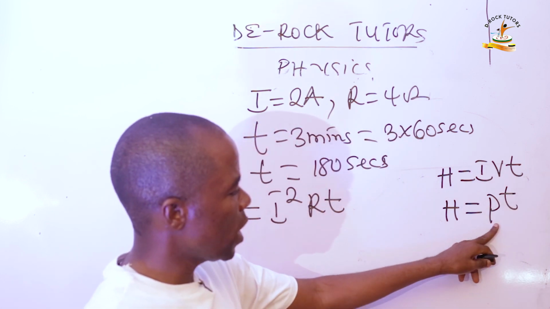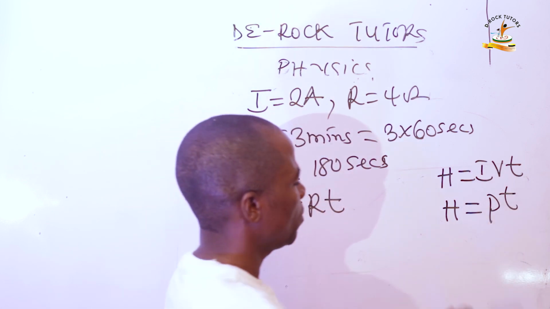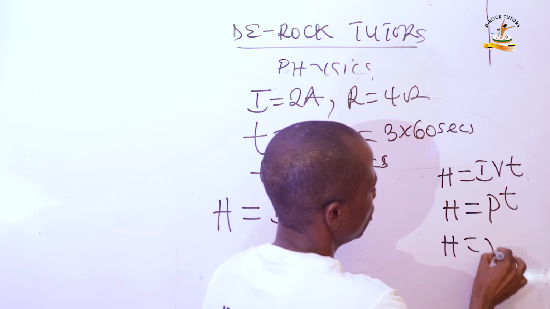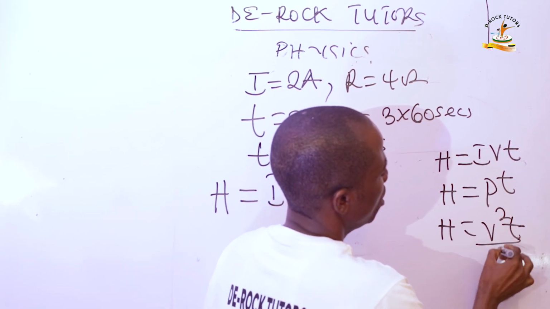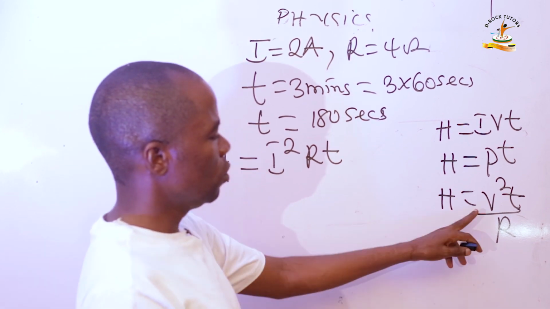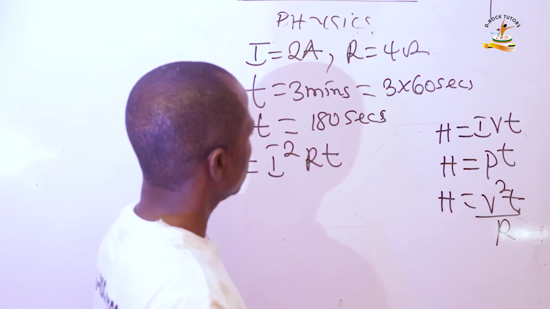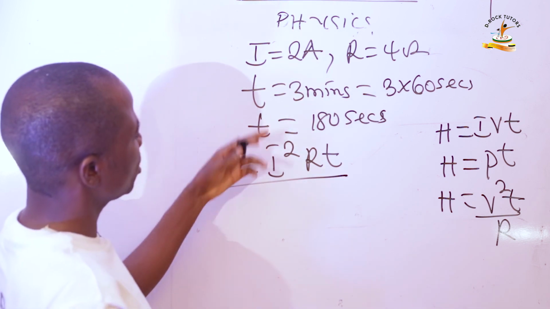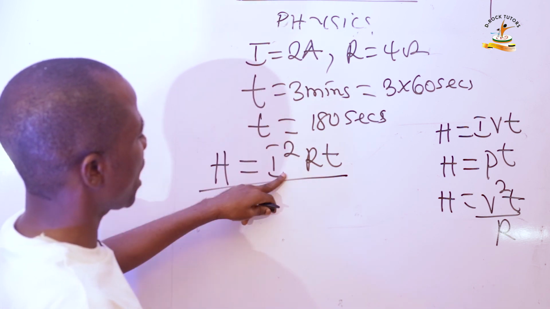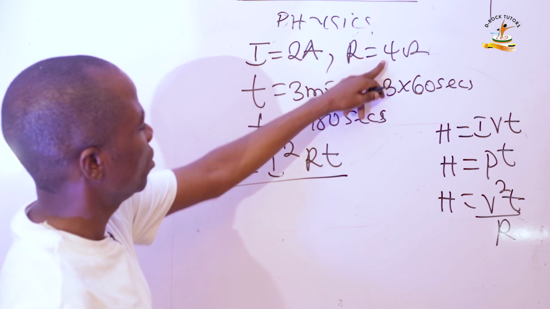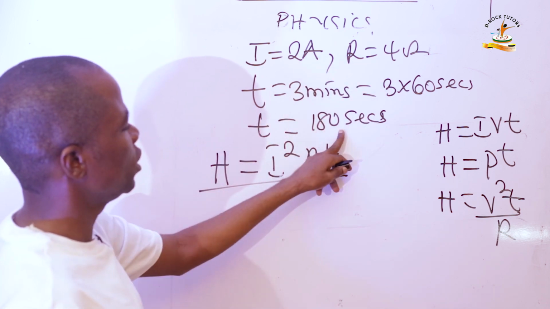We can only use this when we are given the power and the time. Or we can say that H is equal to V squared T all over R. We are only going to use this when we are given the voltage, the time, and the resistance. But we are sticking with this formula because these are the parameters we are given: the current, I, the resistor, which is R, and then the time, which is 180.